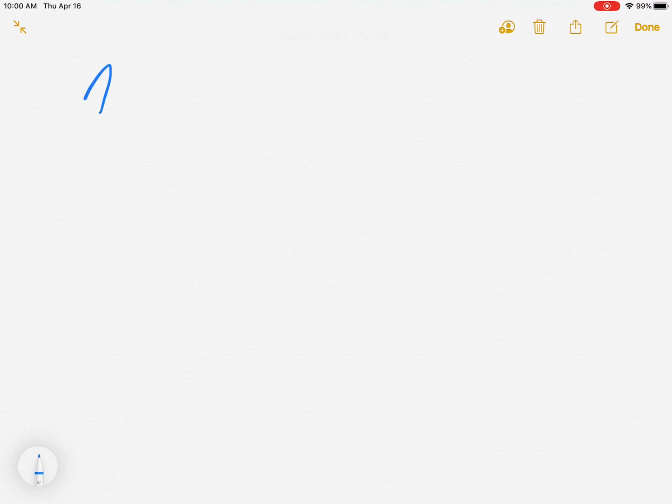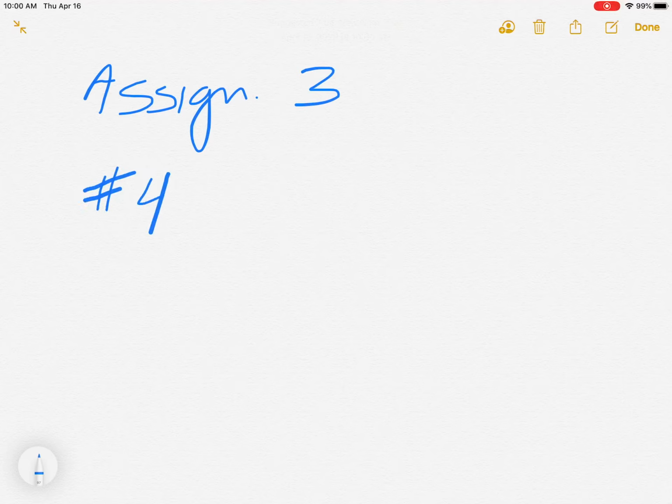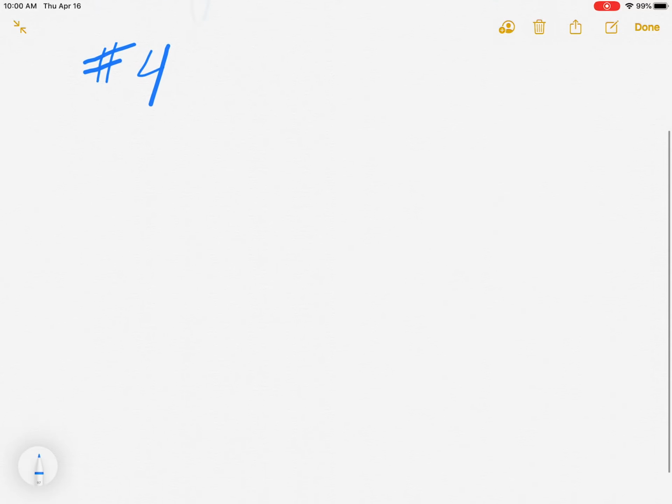Okay, we're going to start with assignment 3. This is question number 4, and it's about the largest mass that you can push.